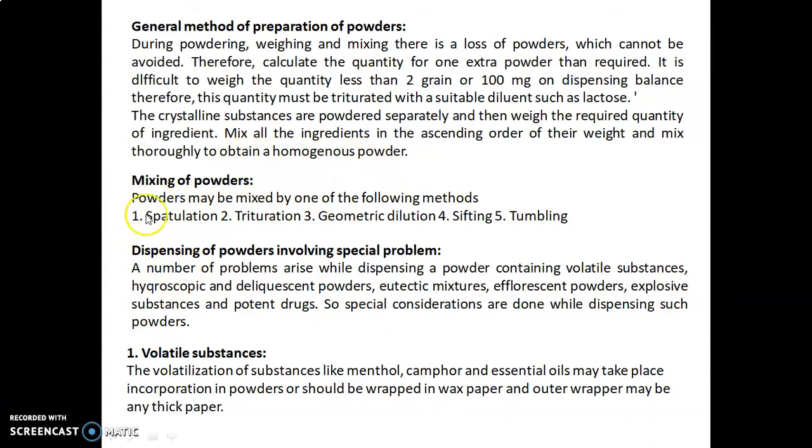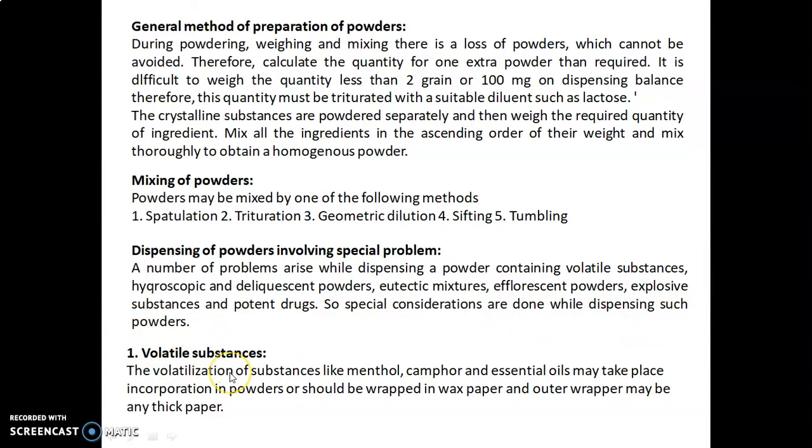Mixing of powders. Powders may be mixed by one of the following methods, that is spatulation, trituration, geometric dilution, sifting and tumbling. Dispensing of powders involving special problems. A number of problems arise while dispensing a powder containing volatile substances, hygroscopic and deliquescent powder, eutectic mixture, efflorescent powders, explosive substances and potent drugs.